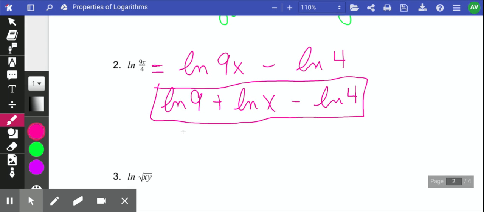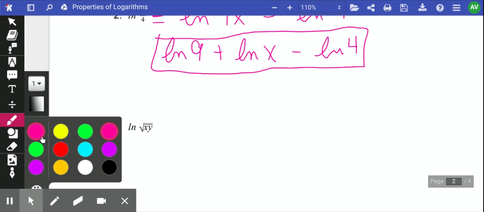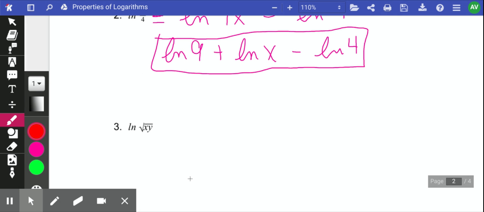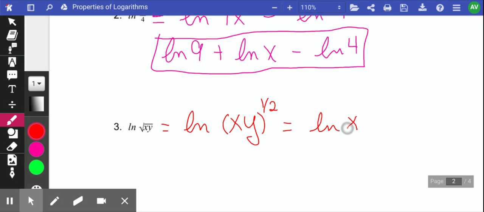Okay? All right. Now let's try this last one. So here I have the natural log of the square root of x times y. So here again, I have a couple things going on. The first thing I'm going to do, though, is remember my rules of rational exponents. I'm going to rewrite this as the natural log of x and y being raised to the 1/2 power, because they're both being taken the square root of, so we could rewrite this as the 1/2 power. And I also remember that we can distribute that exponent.